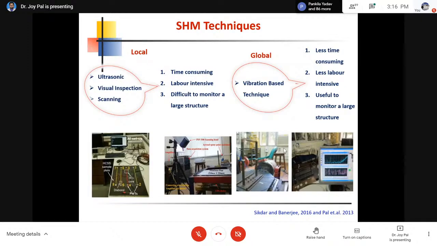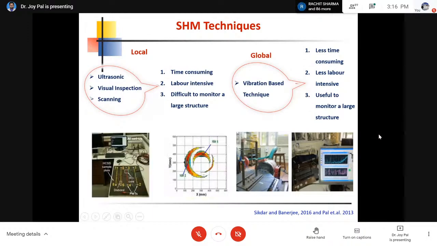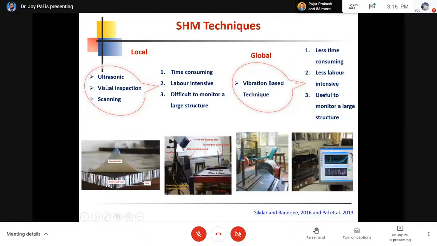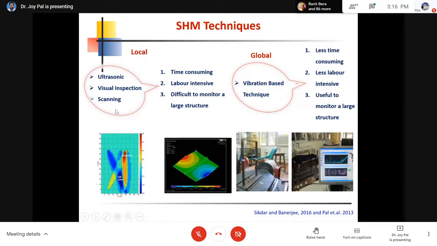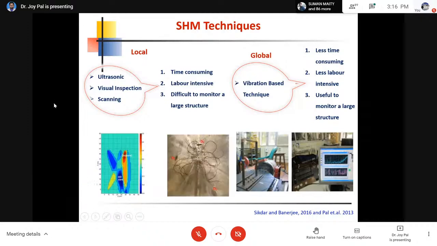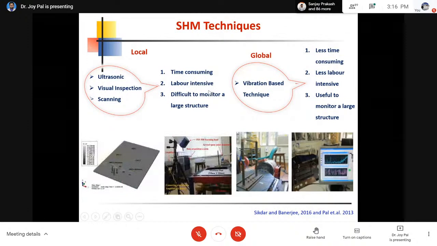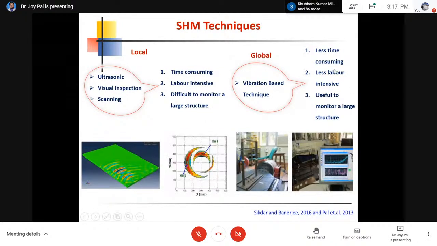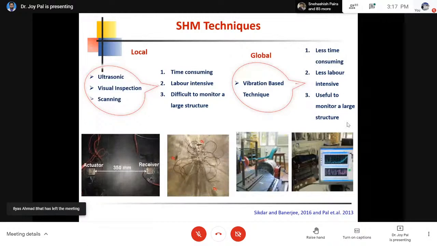So for monitoring the structures, various techniques are available, and broadly we can categorize these techniques as local techniques and global techniques. Here I have mentioned only 3: ultrasonic wave propagation based technique, then visual inspection, then scanning. It is not like only 3 are there. Some more techniques are also there. Among global techniques, vibration based technique is there. It is found that normally the local techniques are time consuming, labor intensive, and it is difficult to monitor a large structure. While vibration based techniques are less time consuming, less laborious, and useful for civil engineering structures. So I'll come to that part in detail.